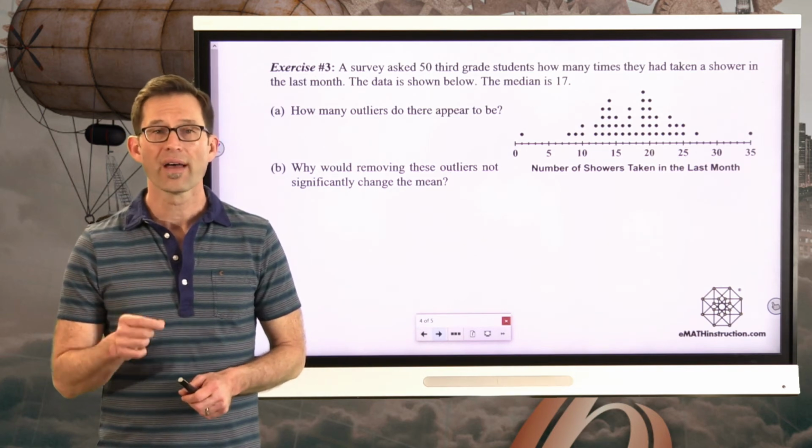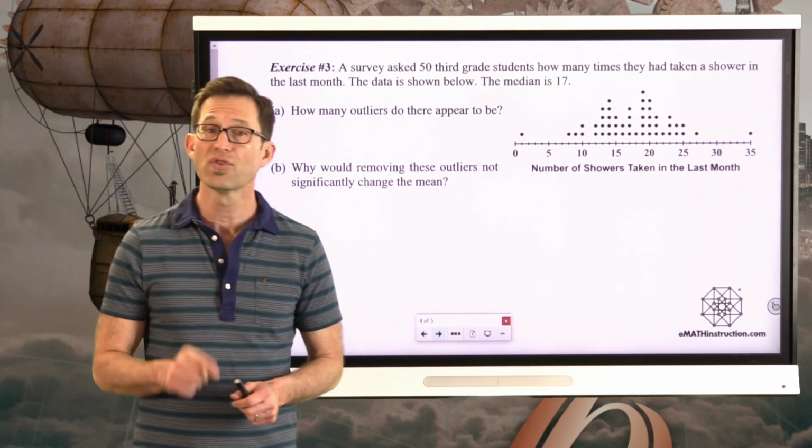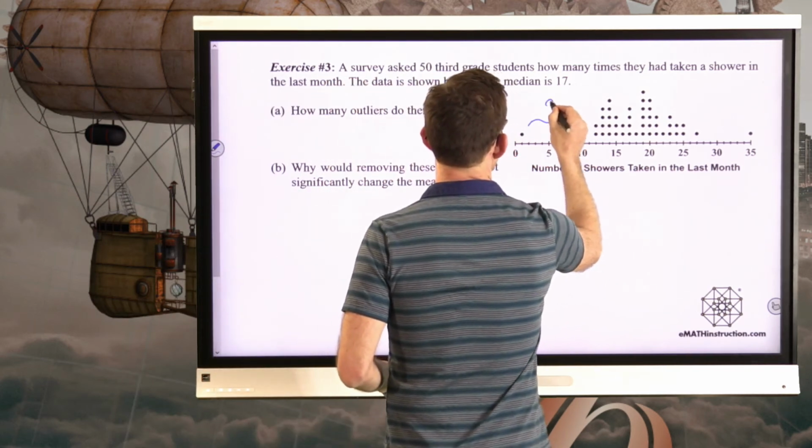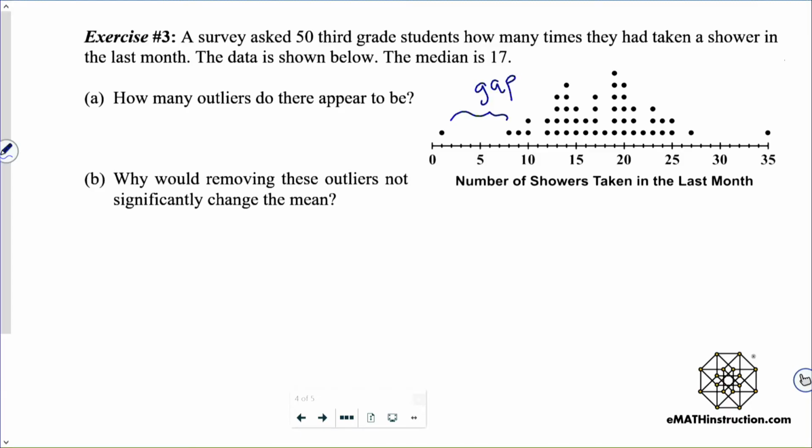Well, unlike the last two examples, here we have 2 outliers, right? Because we've got this significant gap, and we've got this significant gap, so we've got 2, right? The one that's at 1, and the one that's at 35, right?